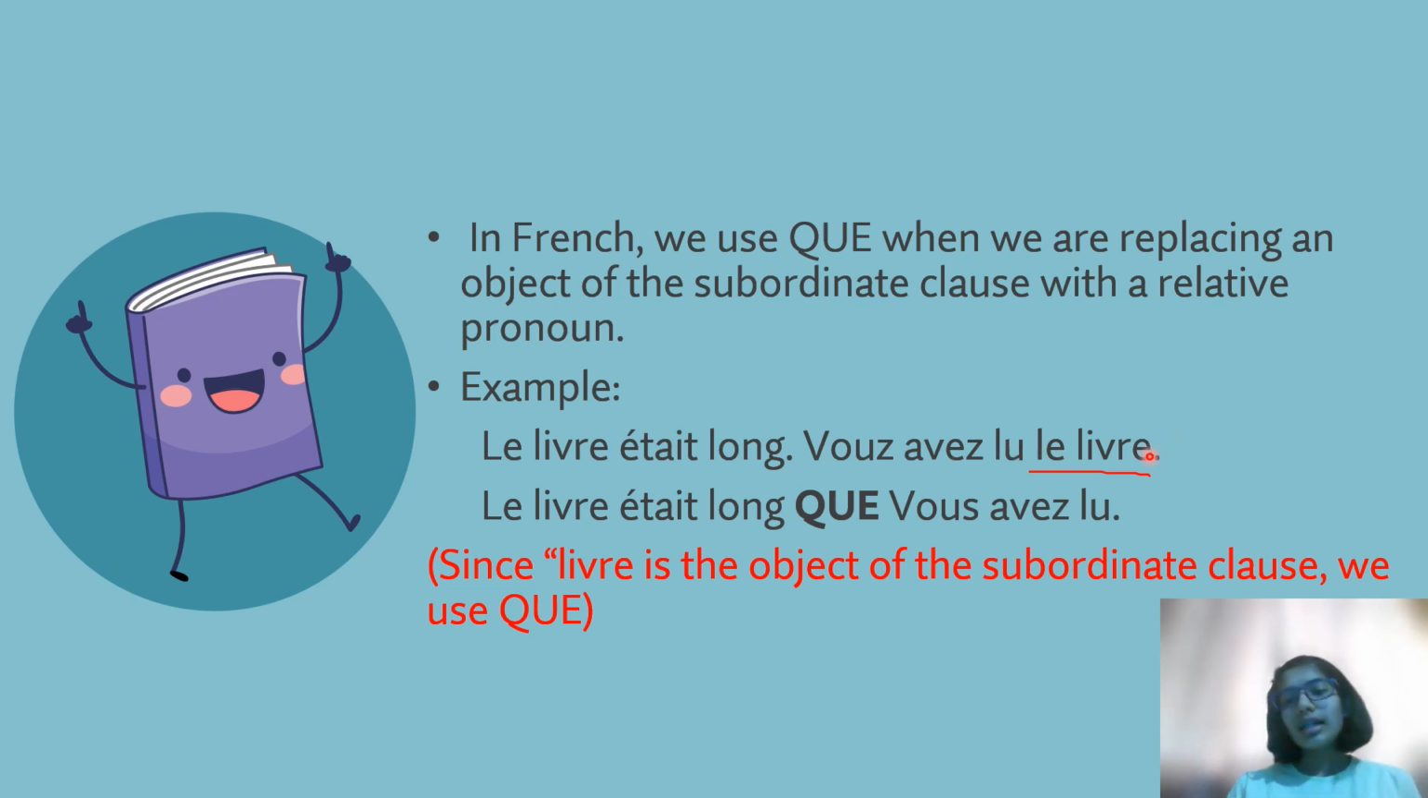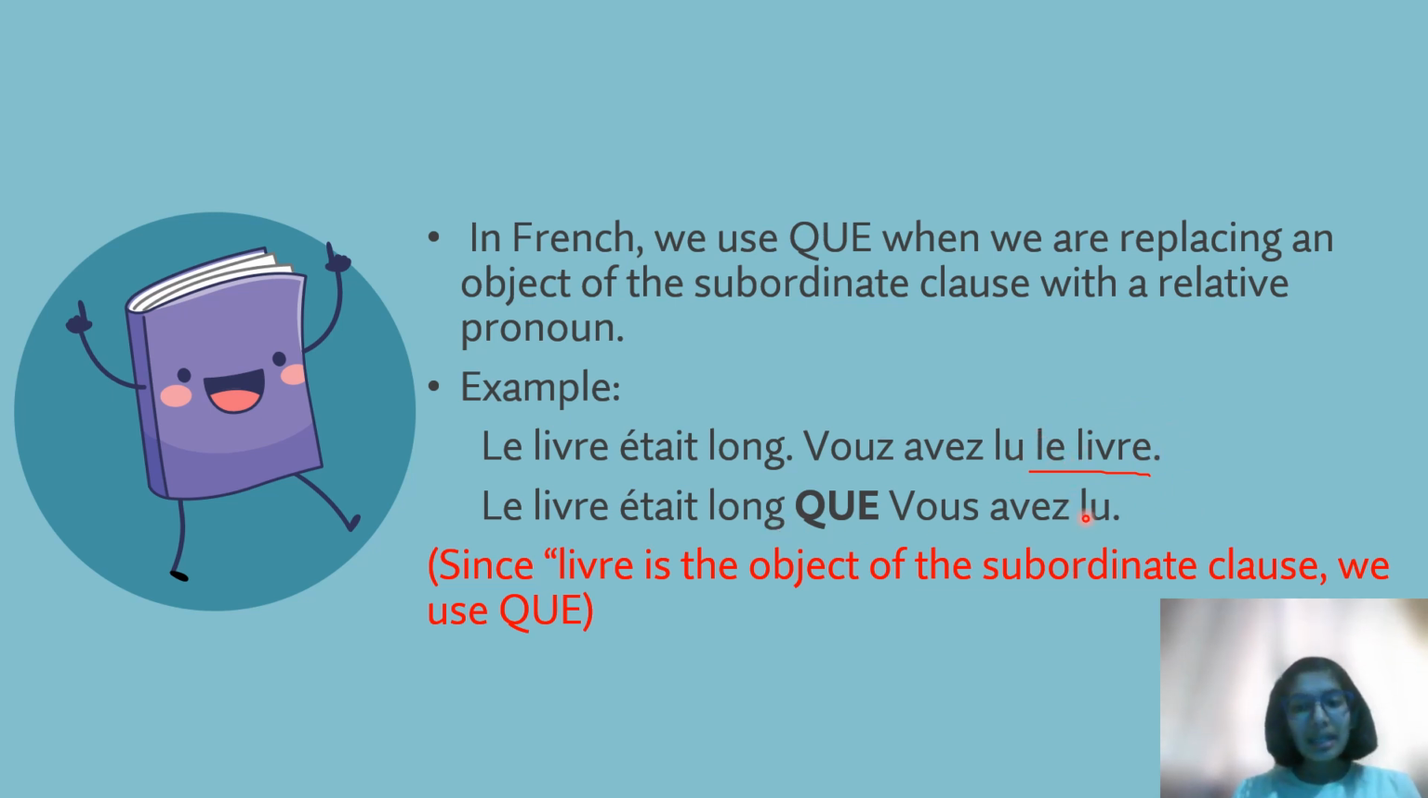अब करेंगे किससे? que से करेंगे. How did we know कि हमें que से करना है? Because we know that we use que when we have to replace the object of the subordinate clause. जब हमें सबऑर्डिनेट क्लॉज का ऑब्जेक्ट रिप्लेस करना होता है तो हम que यूज करते हैं. तो हम क्या करेंगे? le livre.